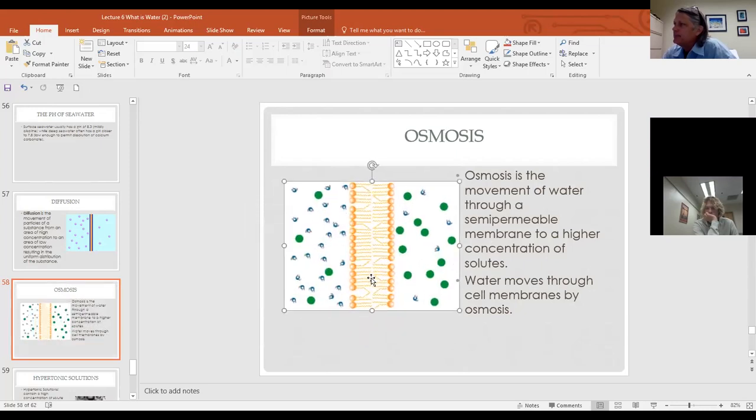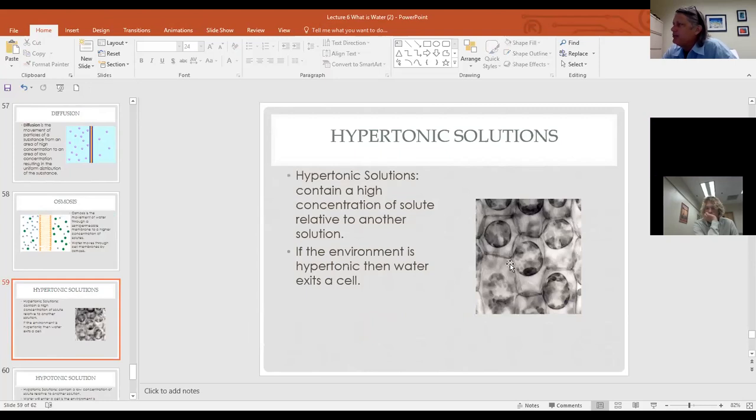So here's cells, plant cells. In a hypertonic solution, hyper means greater, tonic refers to salinity. In a hypertonic solution, the concentration is higher on one side than the other. So let's say you get a goldfish. Goldfish are fresh water, and you put it in salt water, your goldfish is going to die.